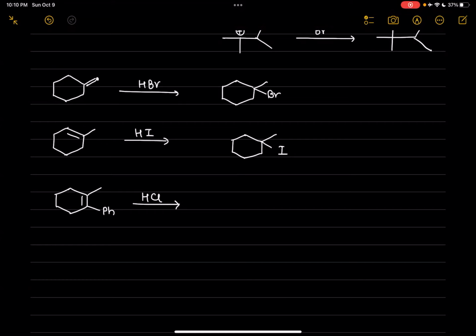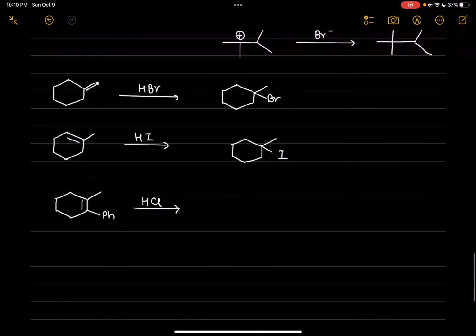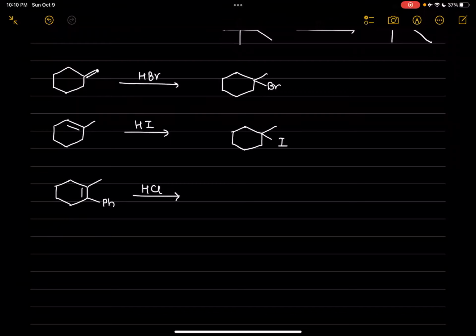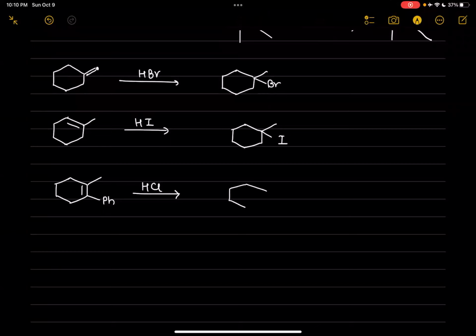So phenyl is there. Hydrogen will attach to the one where phenyl is not there, like the upper one. Why? Because it will form a carbocation which is resonance stabilized, the bottom one. And this is not going to go anywhere else because it is already stable. It already has the support of phenyl. Now you are going to bring in the Cl.